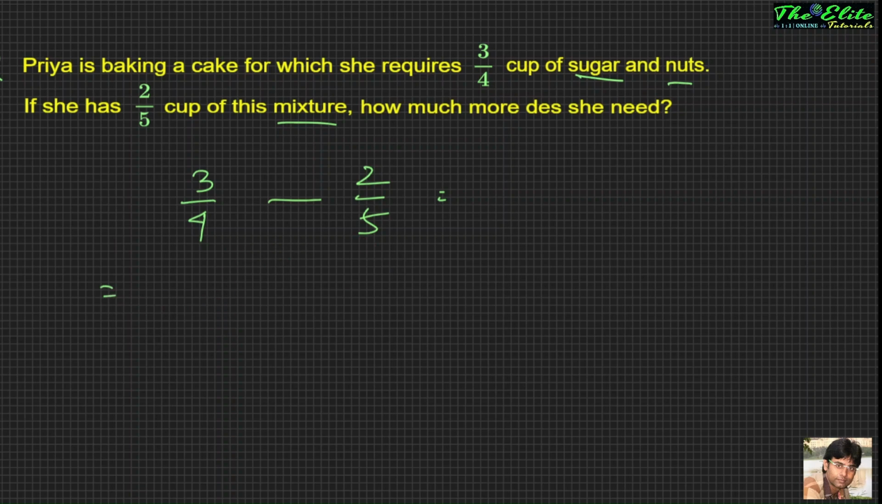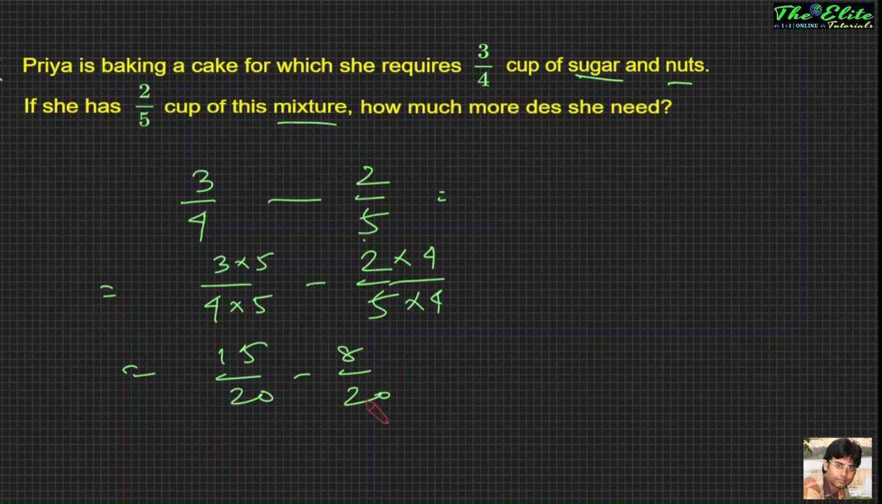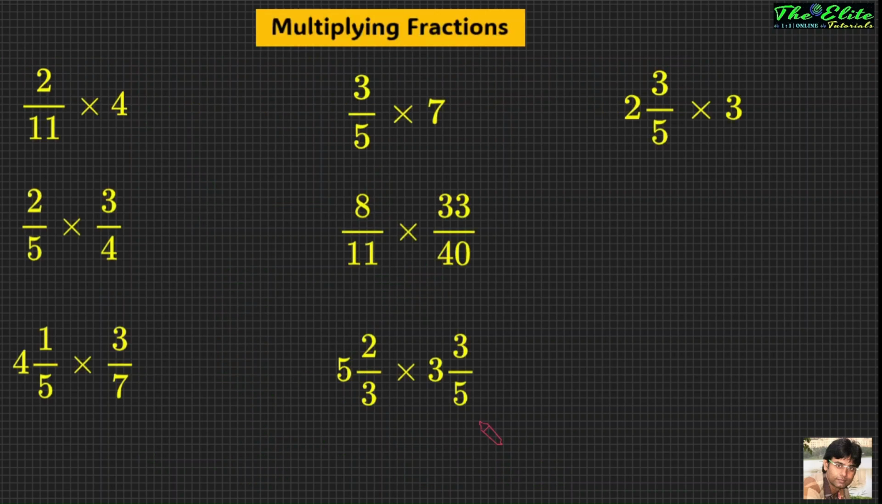Now you can see that 5 and 4 can give you LCM 20. So you will convert these fractions into equivalent fractions, making the denominators common as 20. So we have done like this. It will give you 5 times 4, 2 times 8. It is 15 by 20 minus 8 by 20. The answer is going to be 7 by 20, isn't it? 7 by 20 cups. Okay, how much more of this cup of mixture? She needs more. Okay, or Priya needs more. Let's see what others.